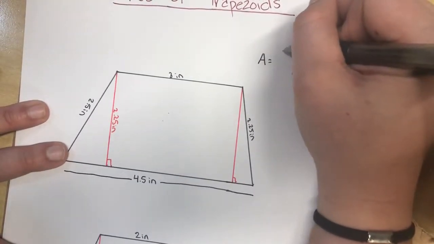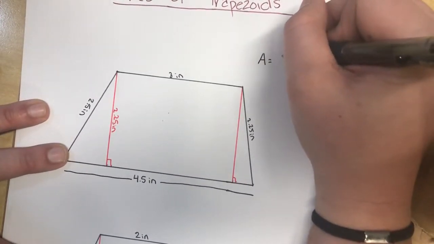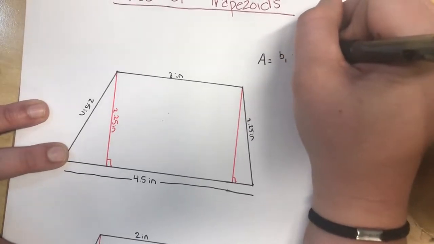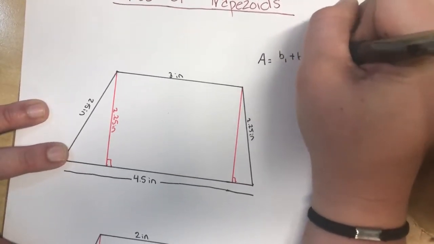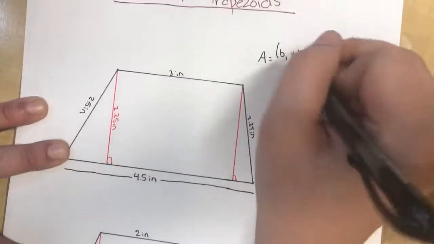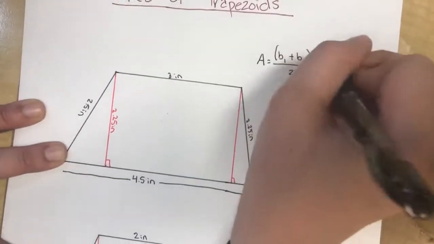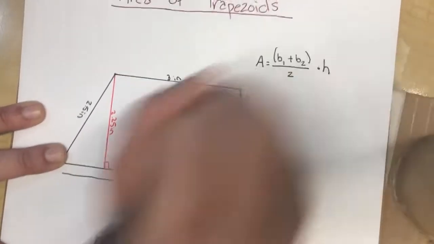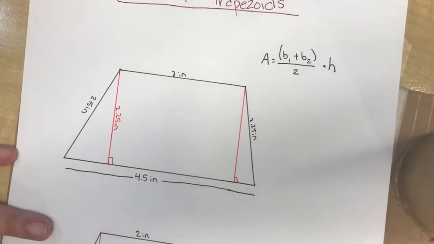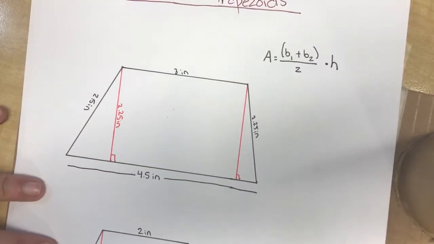So base 1 plus base 2 divided by 2 times height. Ooh, that seems complicated. So let's work through it.